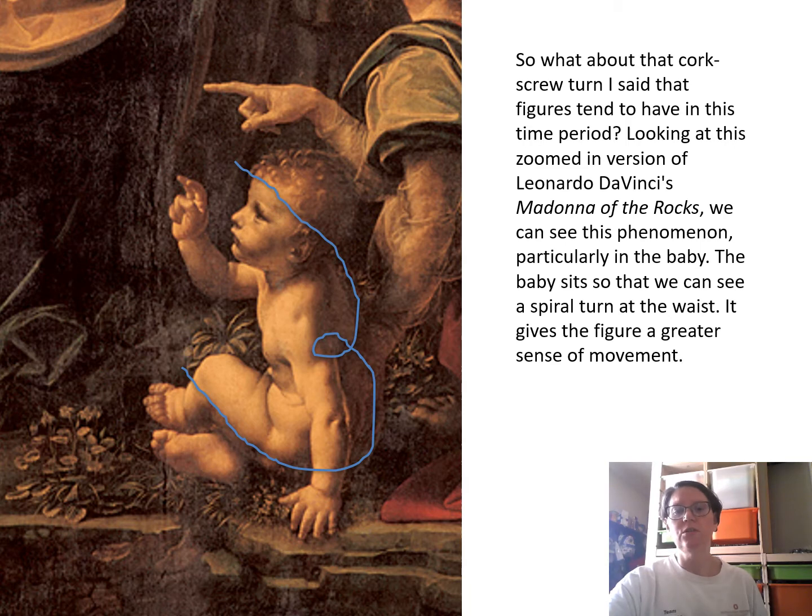If you look at this zoomed in version of Da Vinci's Madonna of the Rocks, you can see the baby pointing up to Jesus in a sacred conversation. The baby sits with its bottom one direction, and then his shoulders are slightly turned towards the Madonna. This gives the figure a greater sense of movement, even though in the painting he's not actually moving, he's sitting still. It accentuates the gesture that we see.